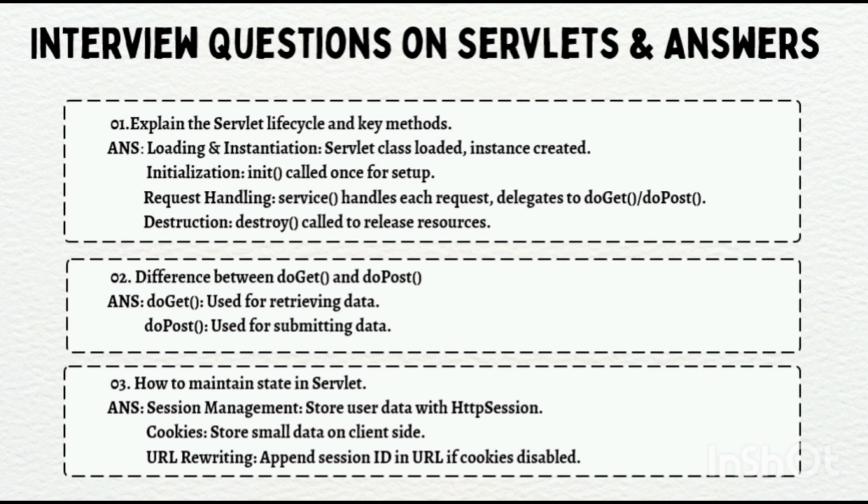Second question is, what's the difference between doGet and doPost? Here, doGet is for retrieving data. It appends data to the URL, so it's visible and has a size limit, and it's great for search queries. doPost is used when submitting data, and it hides data in the body, allowing more content and better security.